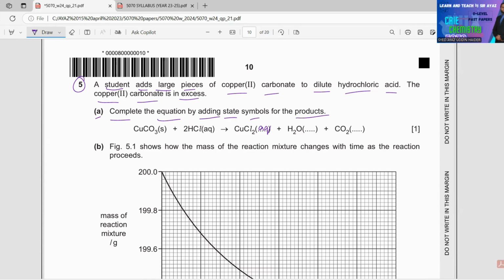H2O, water, exists in the liquid state, so I will use l. CO2 is carbon dioxide. It exists in the gas state, so I will write g here.